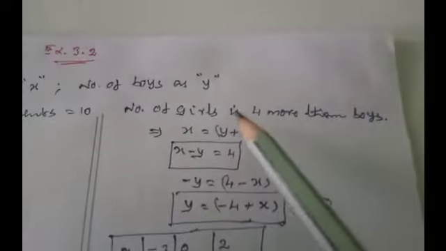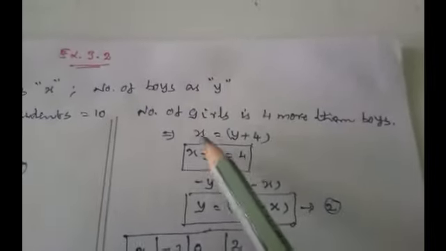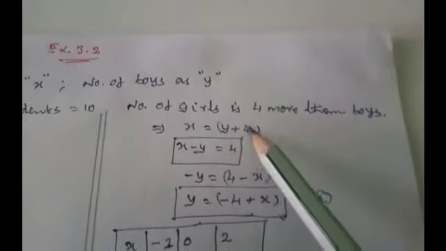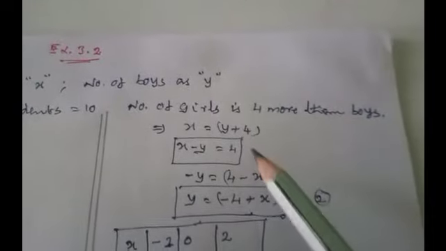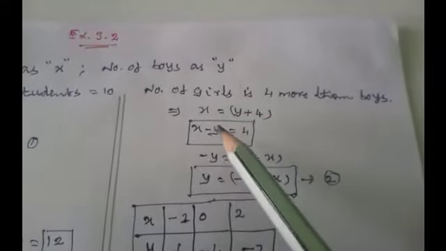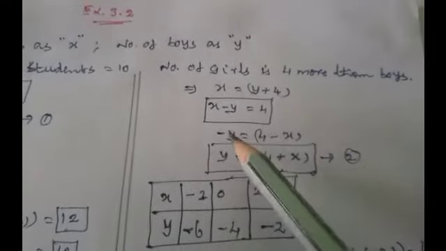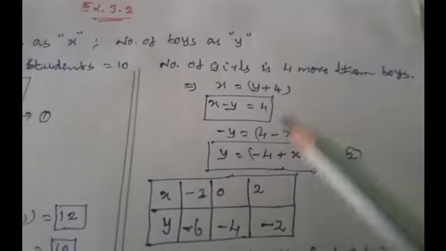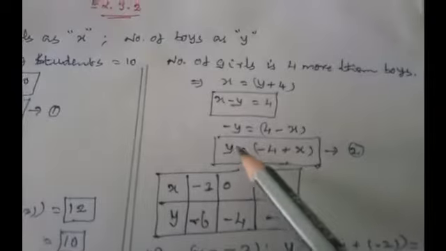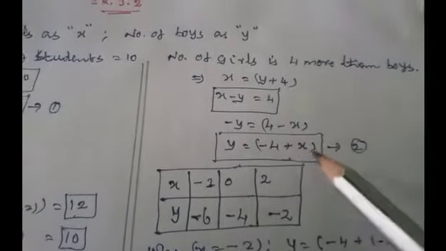Now for the second statement, the number of girls is 4 more than the boys, which means number of girls, x, is equal to 4 more, which means y plus 4. So this equation has to be converted as x minus y is equal to 4. Now from this we have minus y is equal to 4 minus x, but we need plus y, so y is equal to minus 4 plus x. Make it as equation number 2.